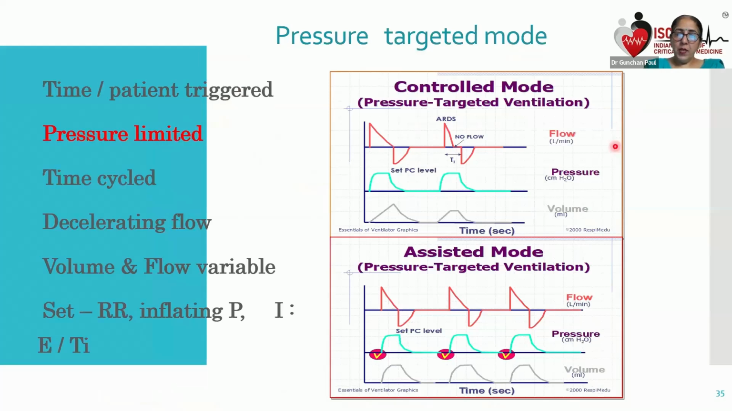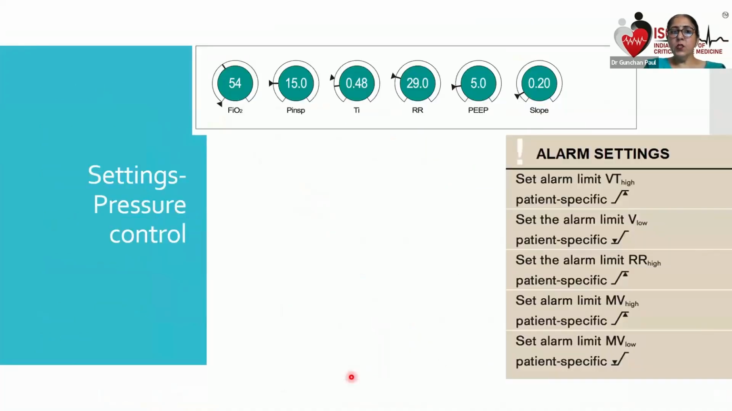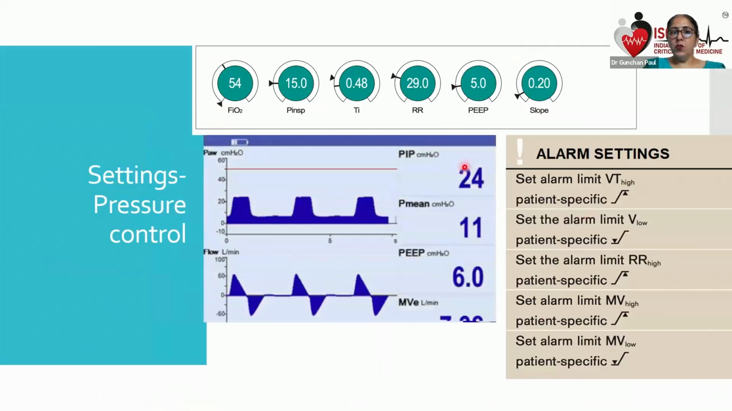Now coming to the second mode, which is pressure targeted mode. Here we have a preset pressure. Like I explained in the volume control mode, when I'm blowing into the lung at a constant pressure and I don't want the pressure to rise, it means my flow will have a decelerating part. So here is a graph to show you.